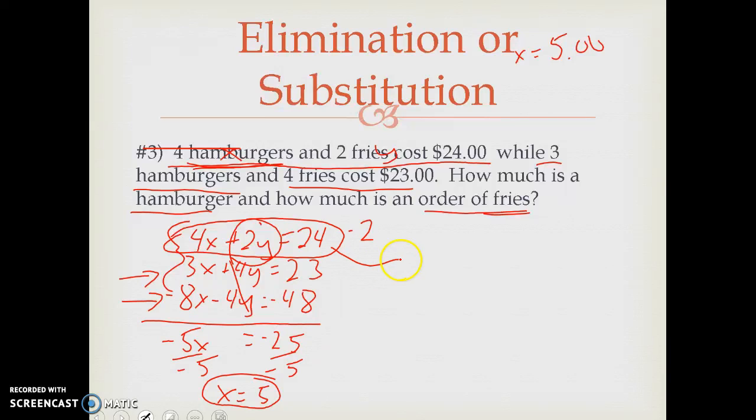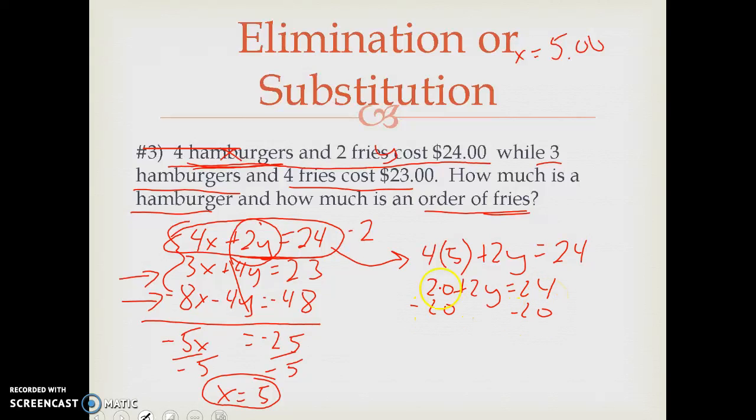So I'm going to take one of the equations that I started with, which is this top equation, and it's 4 times x. Well, we know that x is now 5. So it's going to be 4 times 5 plus 2y equals 24. And so 4 times 5, that's 20, plus 2y equals 24. If I subtract 20 from both sides, then I'll have 2y equals 4. And if I divide by 2, then y is 2.